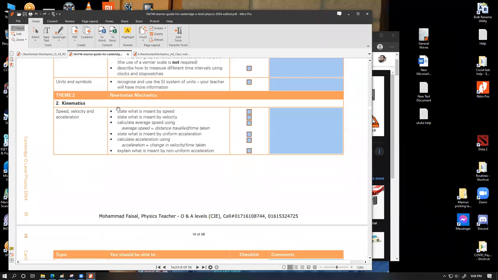Then comes theme two, Newtonian mechanics, kinematics, speed, velocity, acceleration. State what is meant by speed, state what is meant by velocity, calculate the average speed using the formula, state what is meant by uniform acceleration, calculate the acceleration using the formula, acceleration equals change in velocity divided by time taken, state what is meant by non-uniform acceleration.